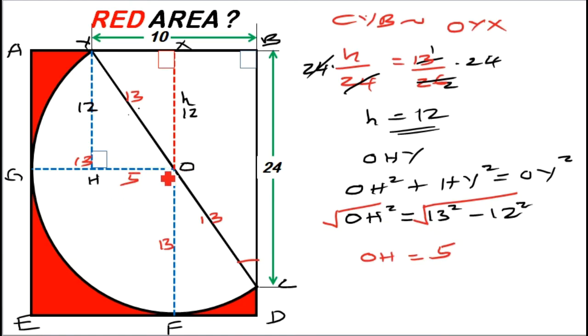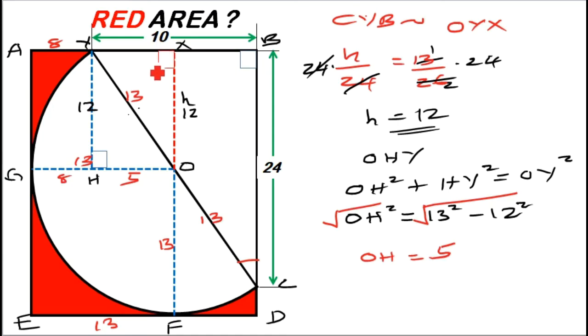Now, if the length from O to H is 5 and the length from O to the circumference is 13, then automatically the length from H to G is 13 minus 5, which is 8. So it means the length from Y to A is 8 because GHYA is a rectangle. So from this, we can now see again, it therefore means from G to O is 13, meaning from E to F is 13. And if the width or the length is from A to B, which is 8 plus 10, that is 18.